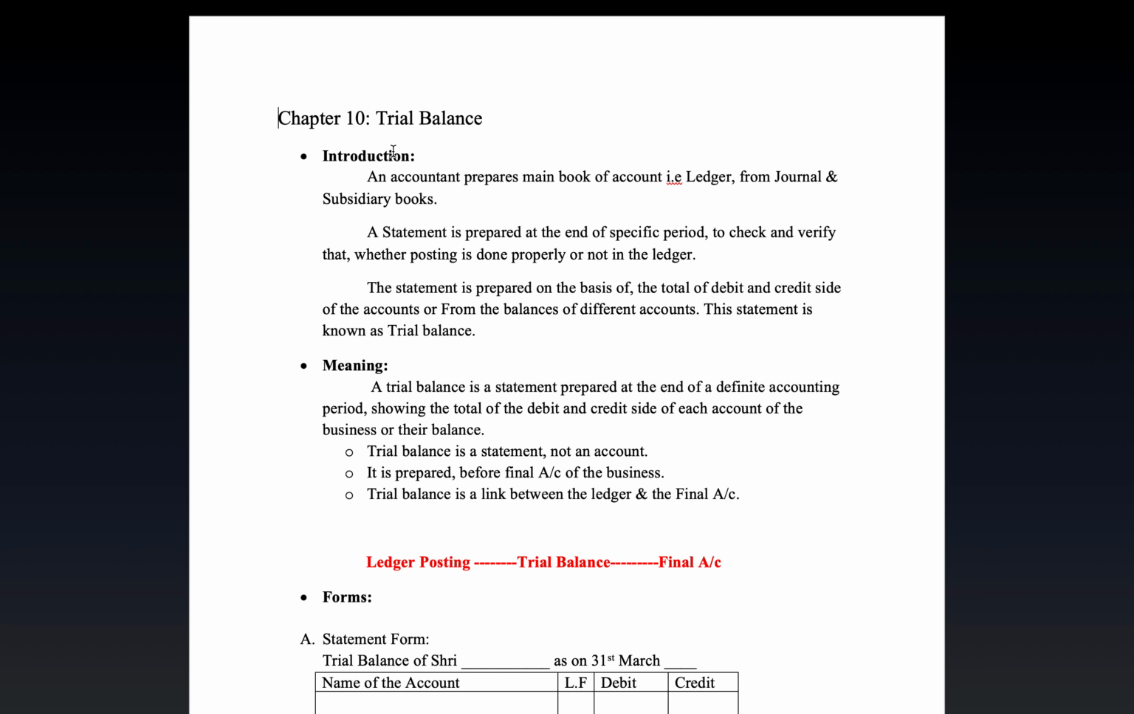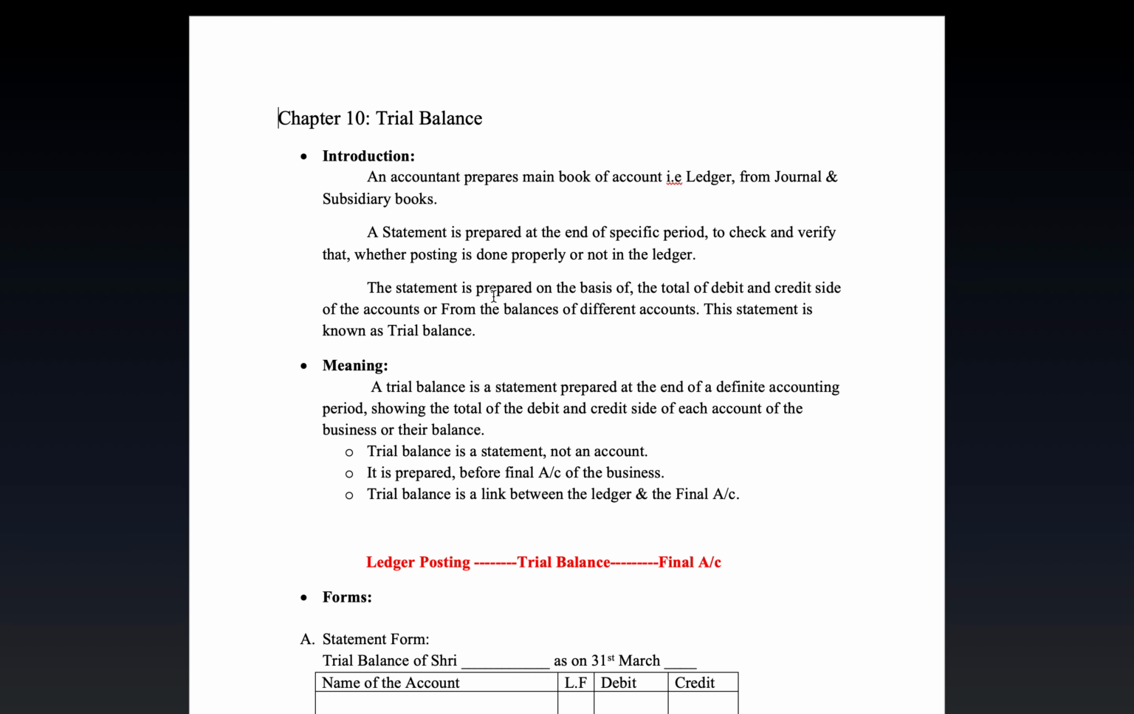Trial balance. Introduction. An accountant prepares the main book of account, that is the ledger, from the journal and subsidiary books, which we have already learned. A statement, that is a trial balance, is prepared at the end of a specific period to check and verify whether posting is done properly or not in the ledger. The statement, again, means a trial balance.